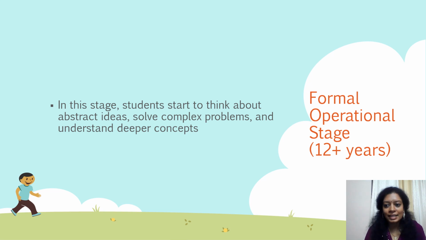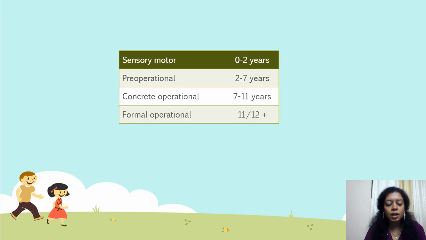I think it's clear. For MCQ-like exams, this age group is also important. Sensory motor from 0 to 2 years, pre-operational 2 to 7 years, concrete 7 to 11, and above that formal operational.